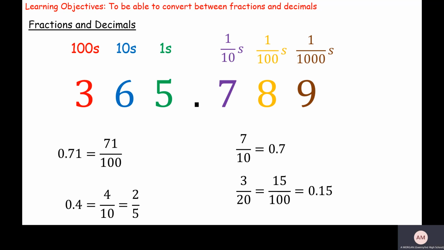Once you get it to either over 10, over 100, over 1,000, the numerator becomes your decimal. But that only works if you've got it over 10 or 100 or 1,000.